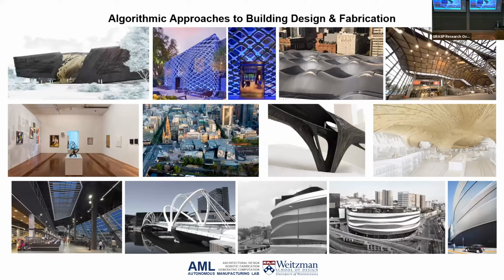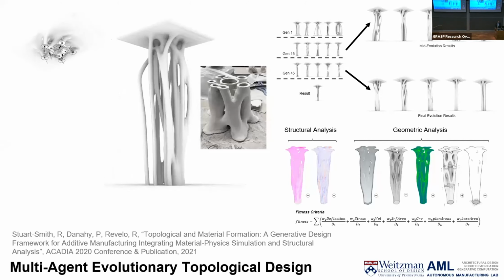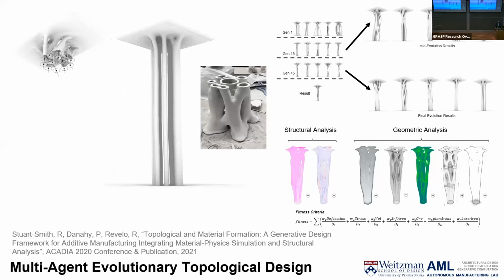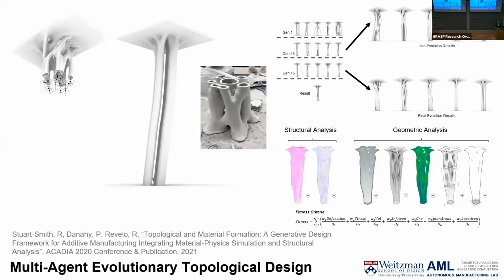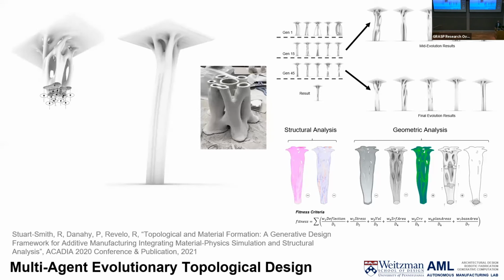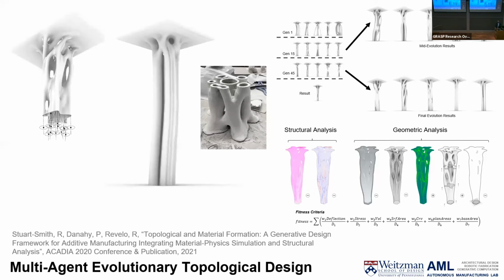The lab extends a lot of research we've done into algorithmic design for building, design, and construction, into different means of behavior-based fabrication using robotics, in this case for precast concrete panels. And a lot of work has gone into design engineering approaches for additive manufacturing. This is a recent paper that was developing a multi-agent evolutionary approach to topological design.